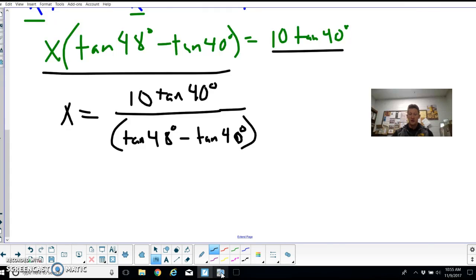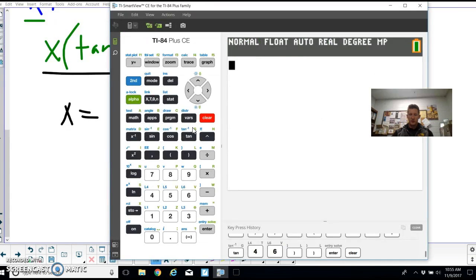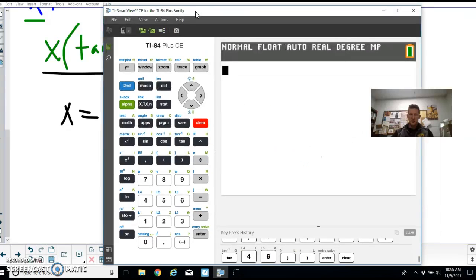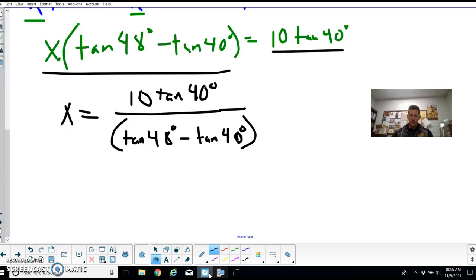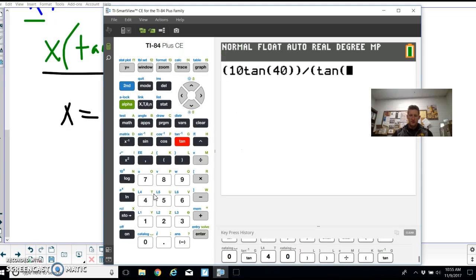Now, I'm going to type that in the calculator. Okay? So I'm going to clear these things. I'm going to take 10 tangent 40. I'm going to put that in parentheses. 10 tangent 40. Close the parentheses around the 40, close the parentheses around that expression, divided by, open up some parentheses, and take the tangent of 48 minus the tangent of 40. So tangent of 48, close that, minus the tangent of 40. Close it, and I had to make sure to close it, so I'm dividing by that difference. I'm in degree mode, it's good.